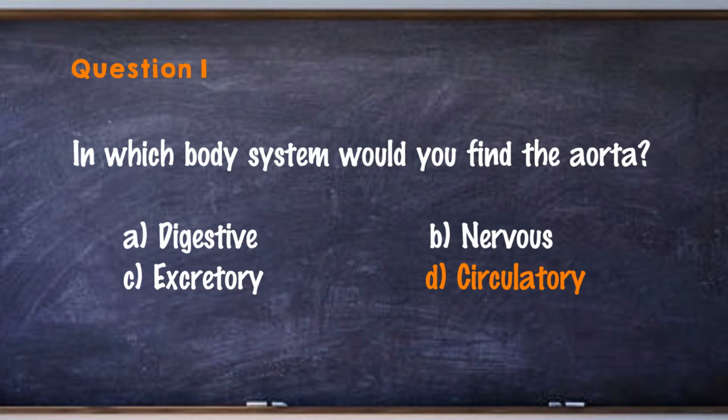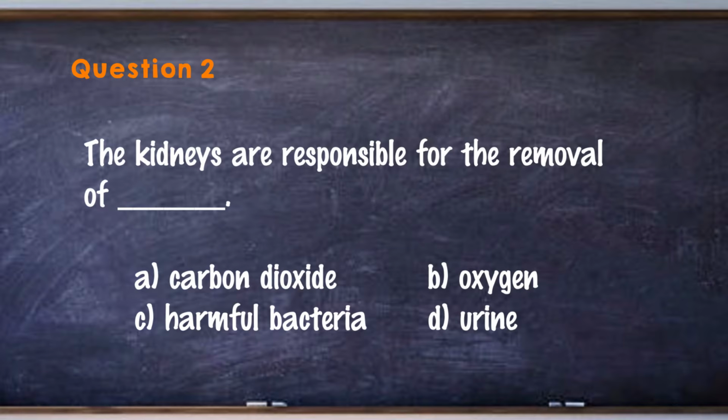The circulatory system is the best answer. So if you guessed that, you are correct. Let's move on to question 2. The kidneys are responsible for the removal of what? Is it A, carbon dioxide, B, oxygen, C, harmful bacteria, or D, urine?